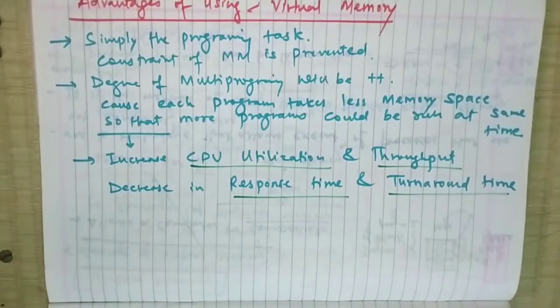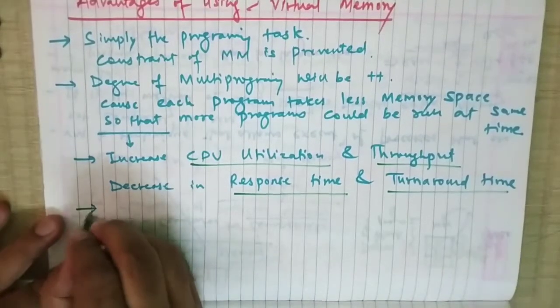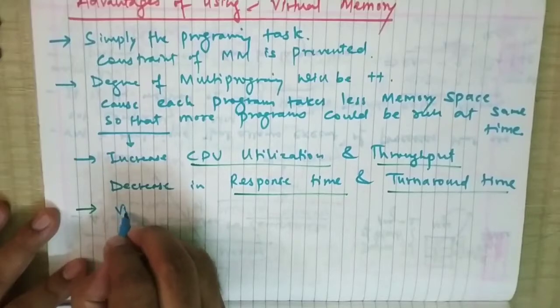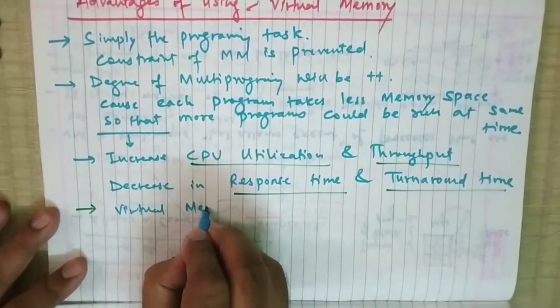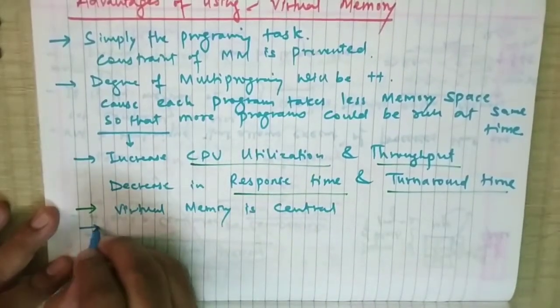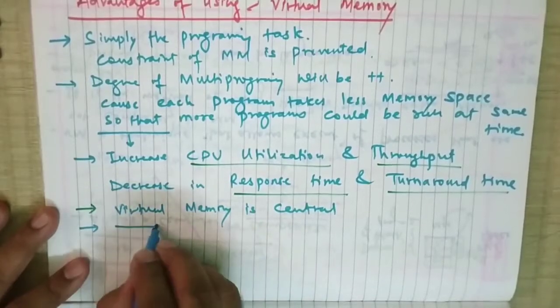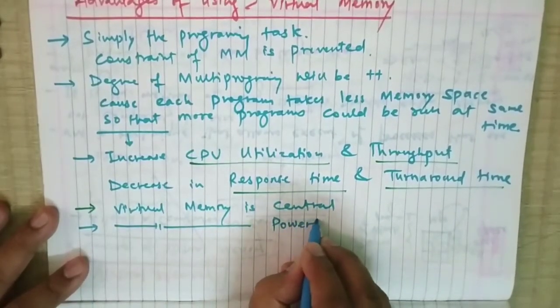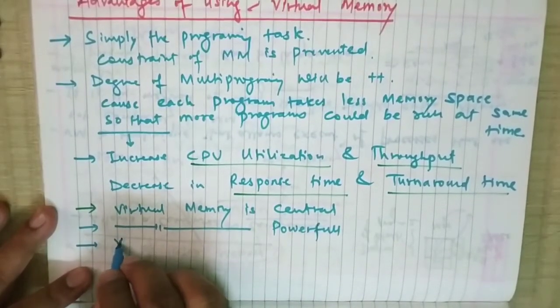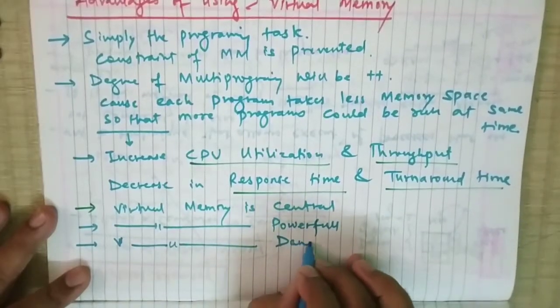Virtual memory is one of the great ideas in computer systems. A major reason for its success is that it works silently and automatically, without any intervention from the application programmer. We have a few more points. Virtual memory is central. Second, virtual memory is powerful. Third, virtual memory is dangerous also.